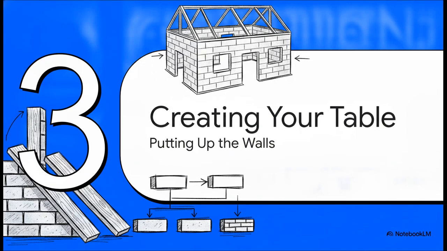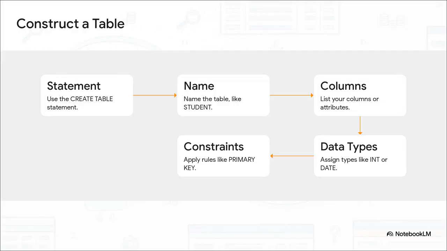Section 3, Creating your first table. It is time to start putting up the walls. So actively constructing a table follows an incredibly simple step-by-step procedure. First, you just use the create table statement. Then you name it. Maybe something straightforward like student. Next, inside a set of parentheses, you just list out your columns, which we also call attributes. For every single column, you assign one of those data types we just talked about, like int or date.